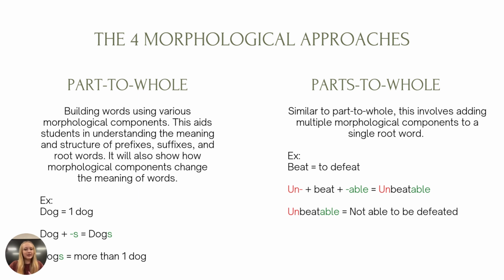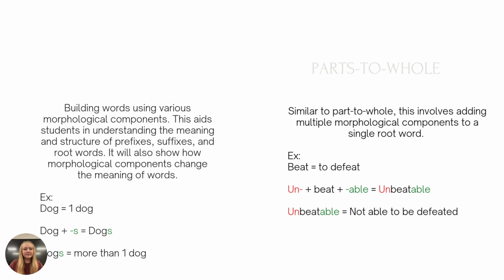Parts to whole is very similar to part to whole, except it involves adding multiple morphological components rather than a single one. So my example word, you have the root word beat. That means to defeat. If you add un and able, you get the word unbeatable, not able to be defeated. So you're adding multiple morphological components to a single root word in order to change the meaning of that word. You can also use this as beatable. Beatable means you are able to be beat, you are able to be defeated. Un is not able to be defeated. So you can kind of look at it that way.